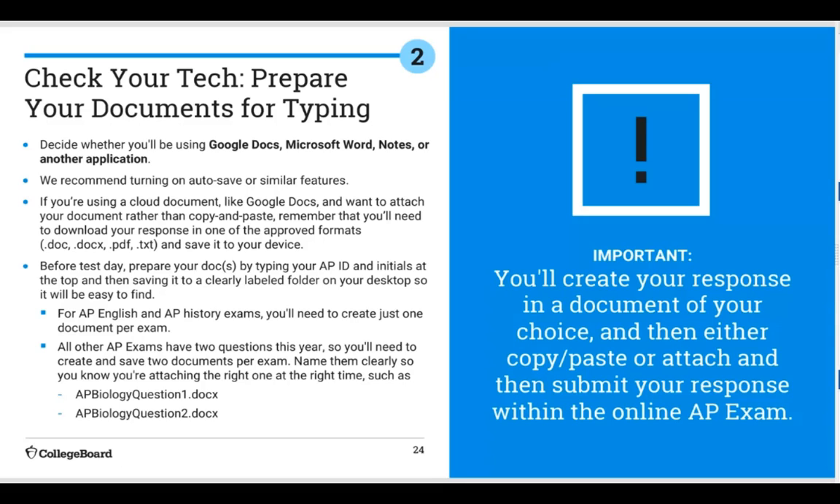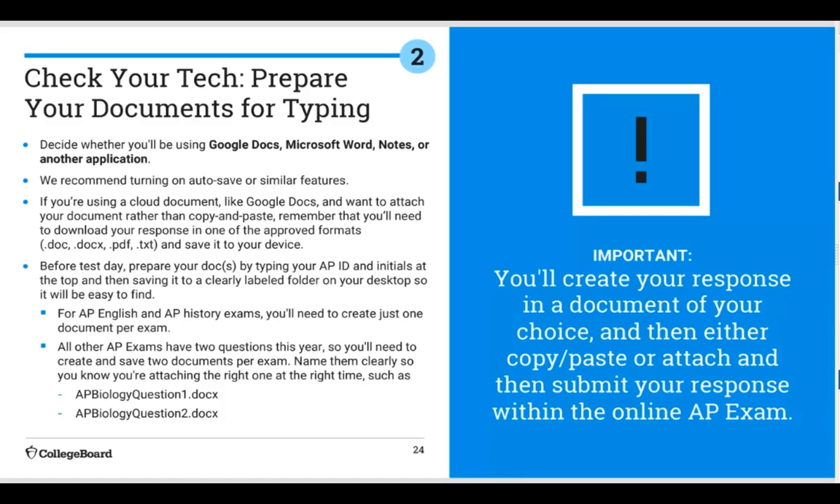Make sure when you start that exam, you've already gotten your documents made up and you've already typed your AP ID and initials at the top. You've saved it to a clearly labeled folder on your desktop so you know exactly where it is. For example, do you see this one here, how they have labeled the questions? Go ahead and already label your document. So this one says label it AP Environmental Science question 1, AP Environmental Science question 2.